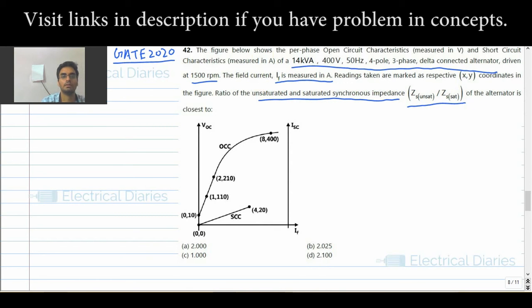See, this is a nice question. You just need to see, it's directly given that ZS unsaturated and ZS saturated you have to find out, and then you have to calculate their ratio. Now one thing, if you don't know the concept, then you should visit the links in the description. I'm just directly tackling the question.